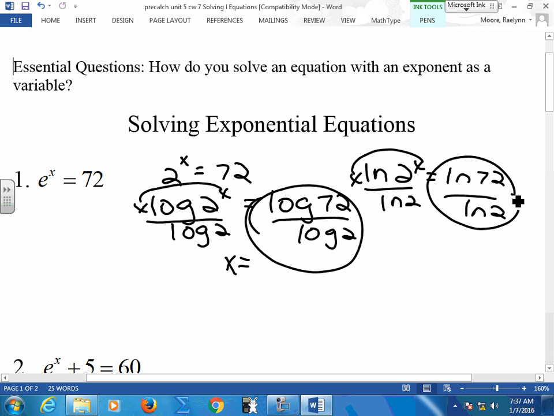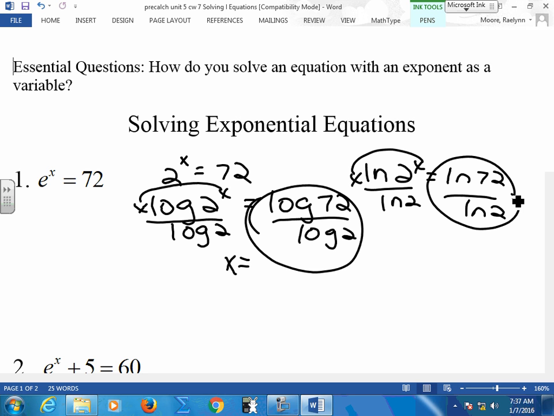Like I said, if you look through our book, it's a college level book. They mostly just use ln, because ln is kind of universal. It can be used for anything, the e and the regular bases. Whereas with an e, you must use ln. So you're going to see most college books, instead of saying log 2, log 72, they'll just say ln.